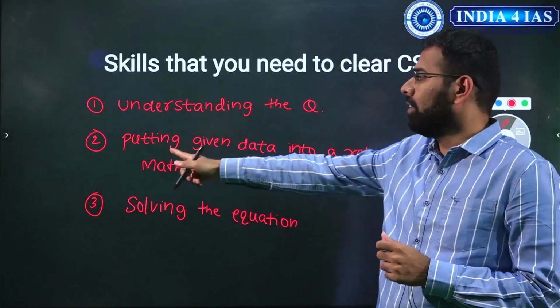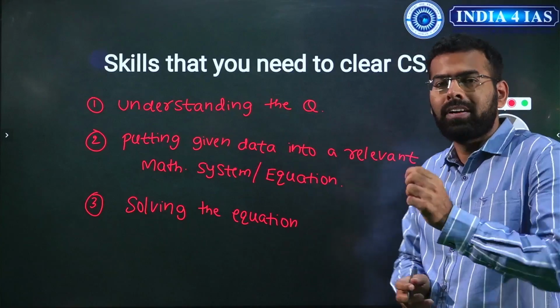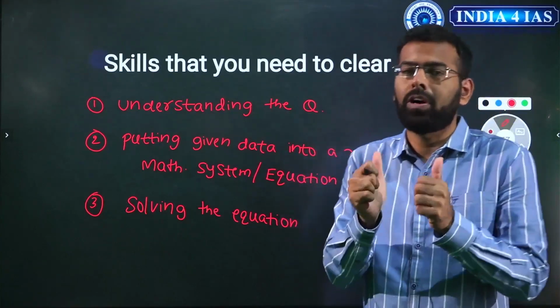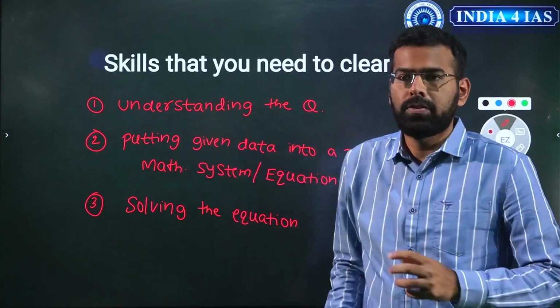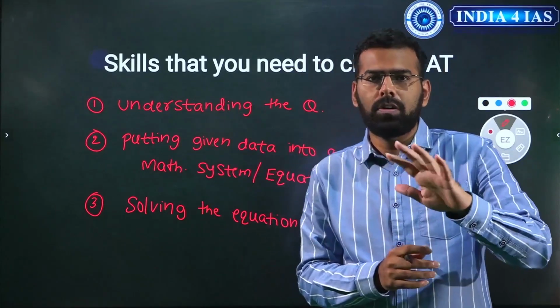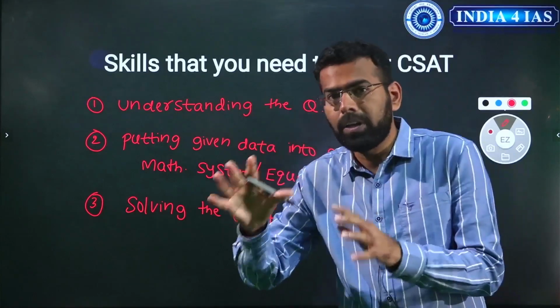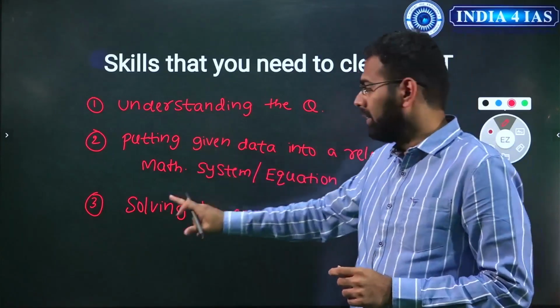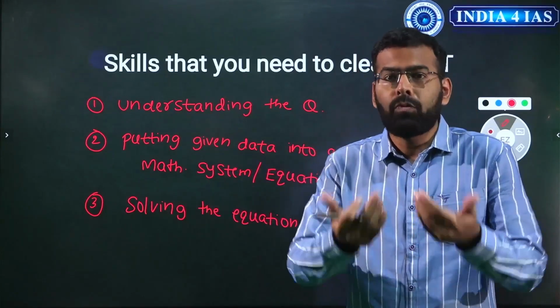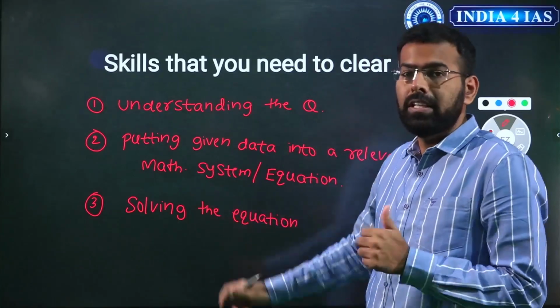The second skill you need is putting the given data into a right or relevant mathematical representation or an equation. This is again an issue for most of the people. You have understood the question, but how to put the given data into a particular equation or a mathematical representation, that is an issue for most of the people. Then solving the equation or the mathematical representation that you have written. This is the third skill that you need.